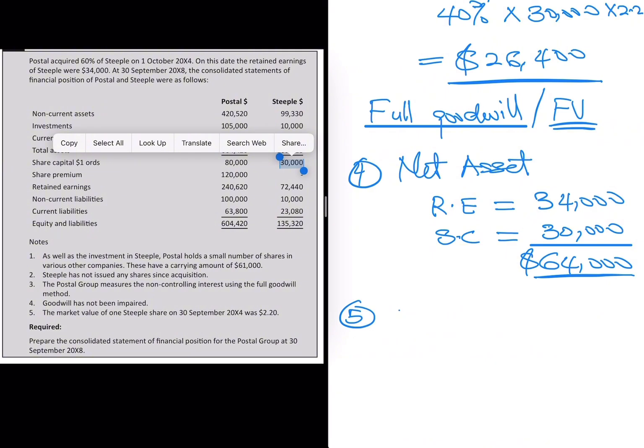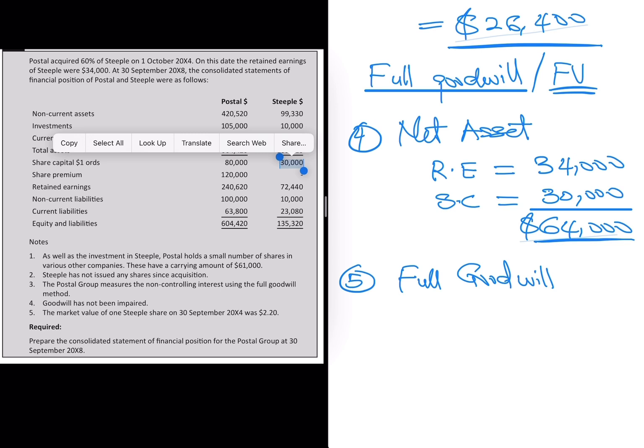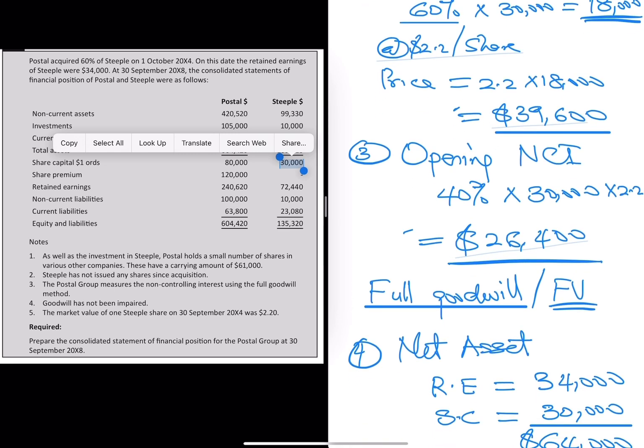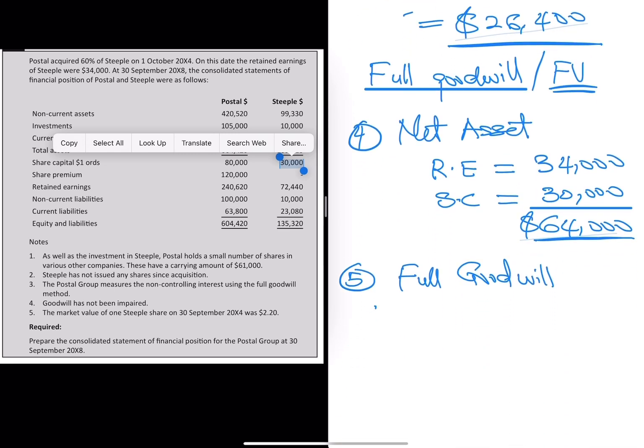And step 5 is about calculating the full goodwill. Remember, full goodwill means the combination of both NCI goodwill and parent goodwill. There are two ways you can do it. You can calculate it once and for all and just say the fair value, which is consideration of what parent paid, 39,600 plus opening of NCI minus total net asset. So to write the formula again for you, consideration plus NCI opening, which is on acquisition date, minus net asset of subsidiary.